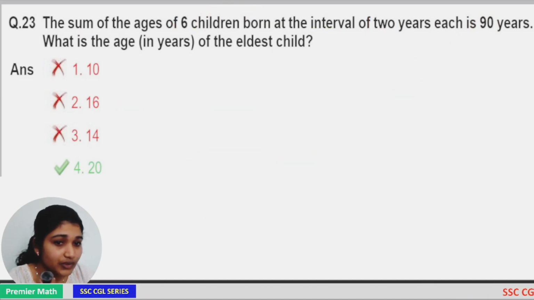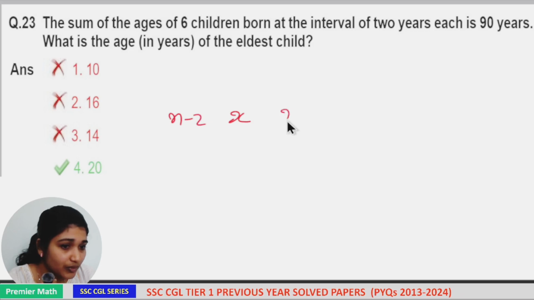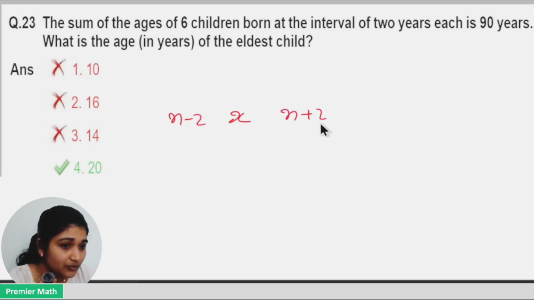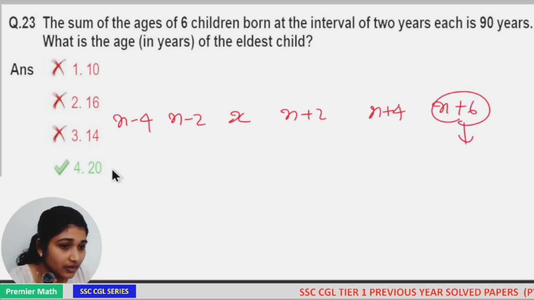Now, if you want to do it using a different method, if I'm taking x as one child's age, then x minus 2, x plus 2. Here the difference between each of these is equal to 2. Here this is x minus 4 and this is x plus 4. Now, total 5 numbers. Now this is the 6th person, the eldest child.